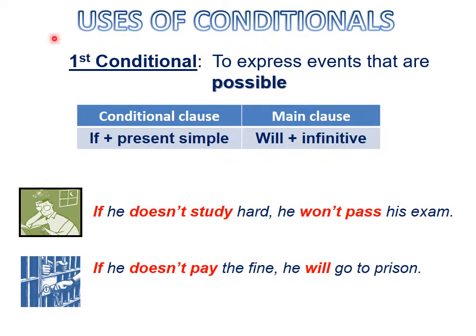We are now in the first conditional. What is it for? This is to express events that are possible. For example, if it rains, I will take my umbrella. What tense did I use? Yes, I used present simple in the conditional clause in the first part and will plus infinitive in the main clause in the last part.